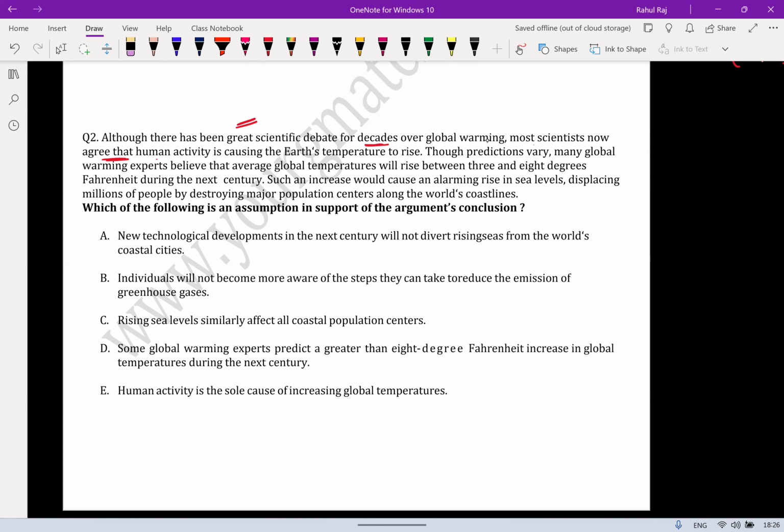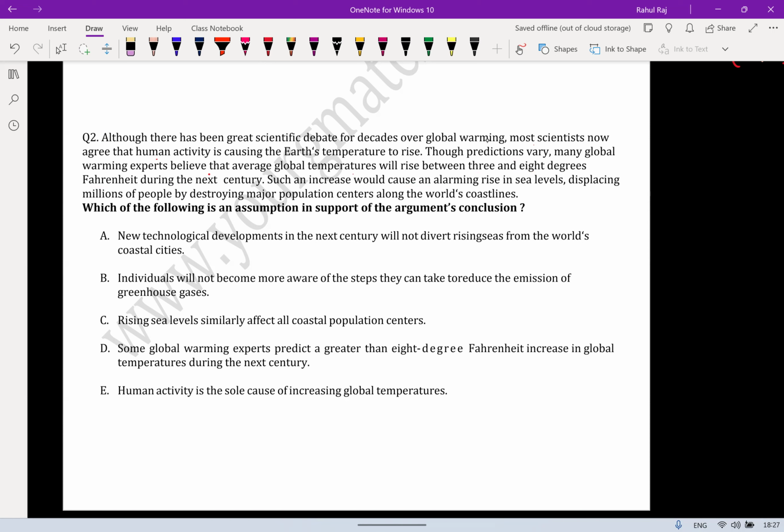Any problem in understanding this particular argument till here? No, right? Now see here, though predictions vary, many global warming experts believe that average global temperature will rise between 3 to 8 degrees Fahrenheit during the next century. Agreed? Such an increase would cause an alarming rise in the sea level, displacing millions of people by destroying major population centers along the world's coastal cities. So what is my conclusion?